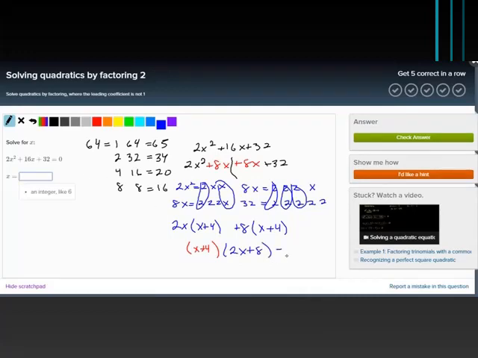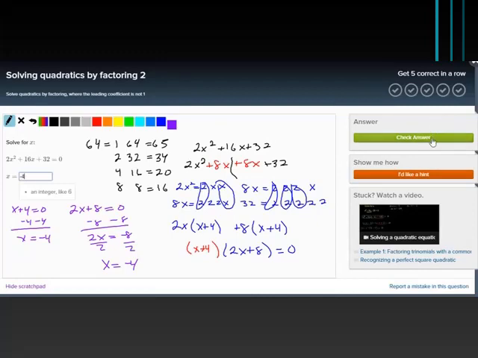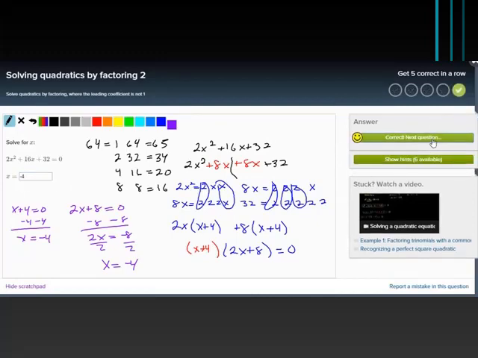Since I'm solving for 0, I'm going to take each of these and set them equal to 0 now and figure out what the answer is. So the first one is x plus 4 equals 0, so minus 4, so x equals negative 4. The next one is 2x plus 8 equals 0, so I subtract the 8. So I get 2x equals negative 8 and divide by 2. So x equals negative 4. Now they both come out to be the exact same answer, and if you notice, there's only one answer they're asking for. So the answer to this problem is negative 4. We click check answer, and that is the correct answer. Very good.